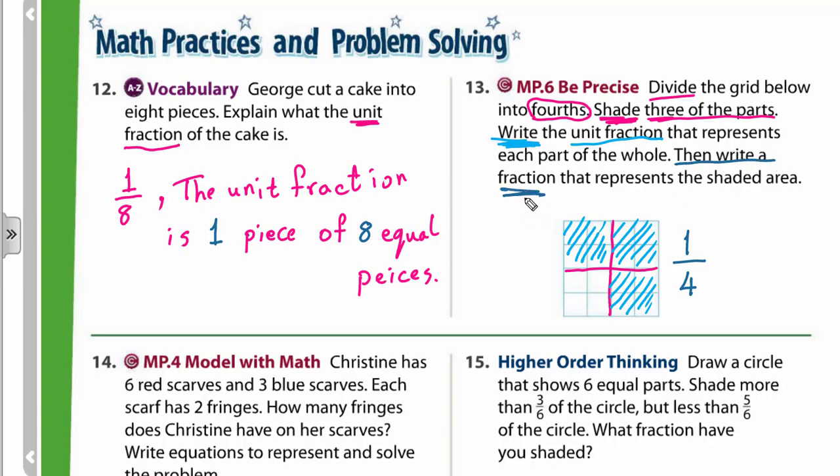Then write a fraction that represents the shaded area. Tell me the fraction of the shaded part. 3 over 4. 3/4. Yes. Okay, thank you, my hero.